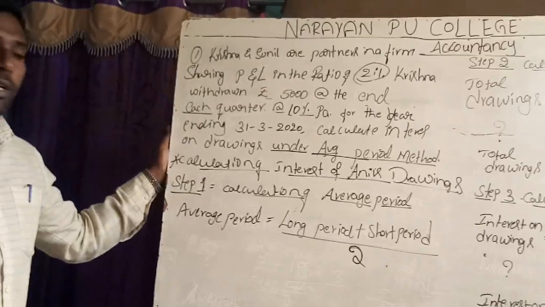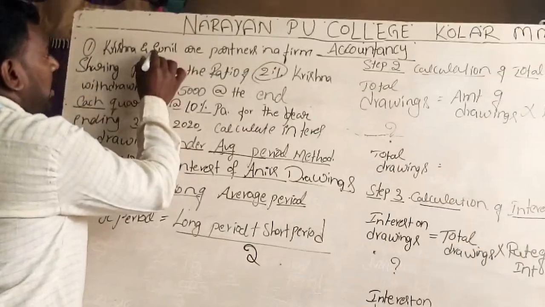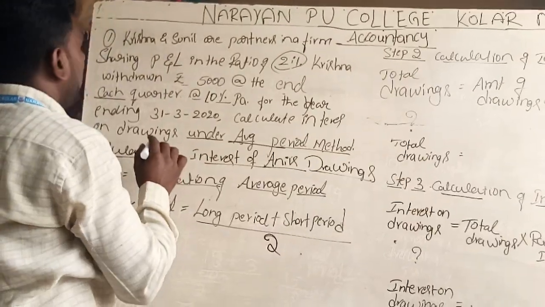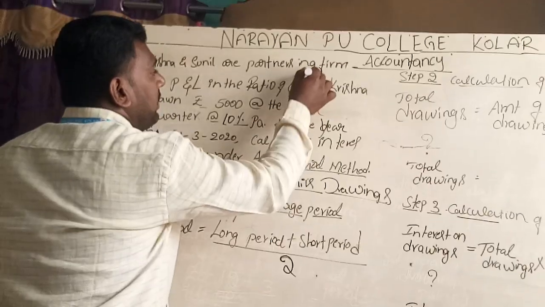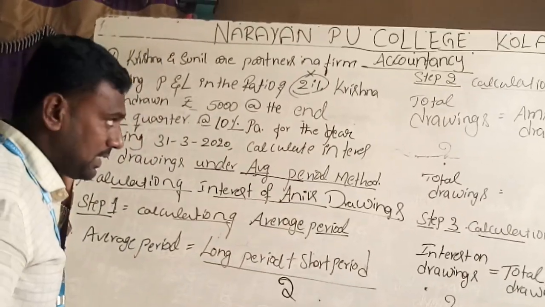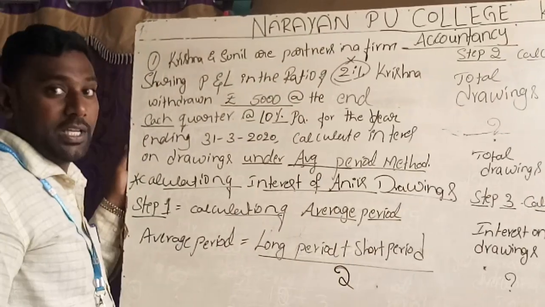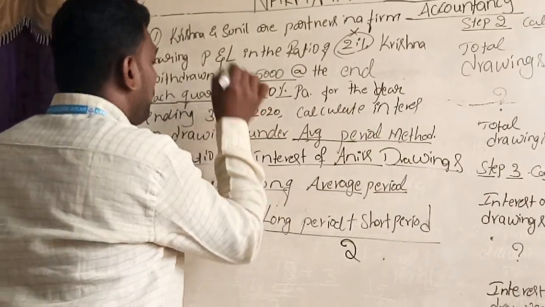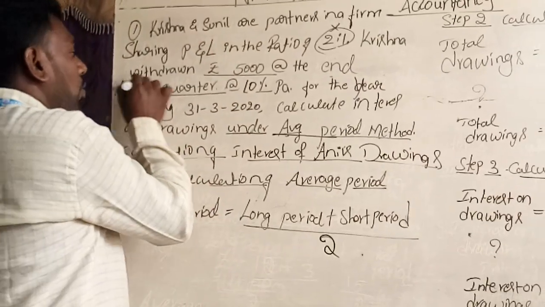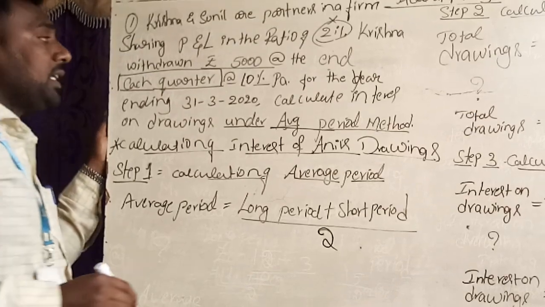So first we have to analyze what information they are given. Krishna and Sunil are the partners in a firm sharing profit and losses in the ratio of 2:1. This we have to ignore, we won't consider. Krishna withdrew rupees 5,000. He is withdrawing rupees 5,000 at the end of each quarter, every quarter ending, in each quarter.